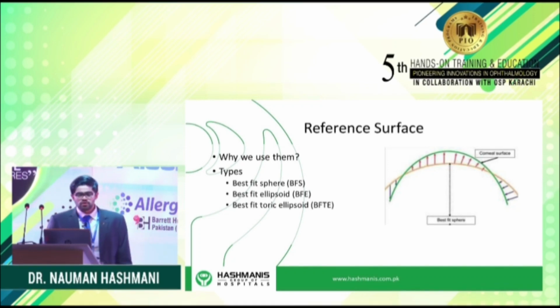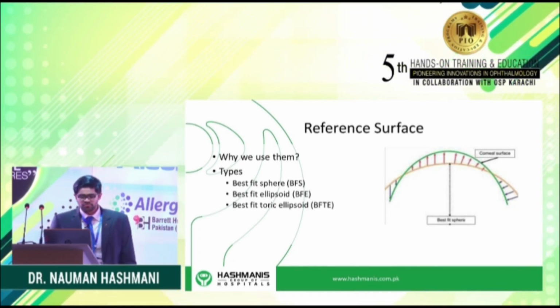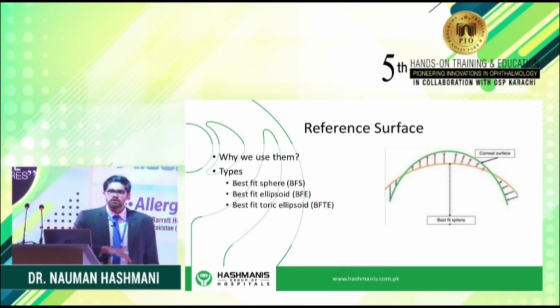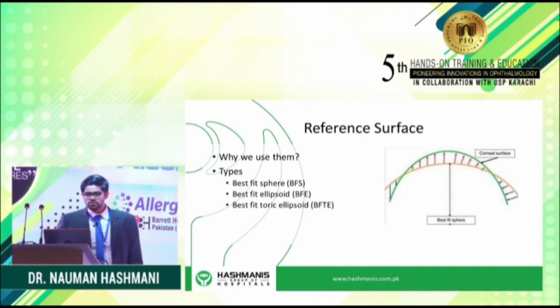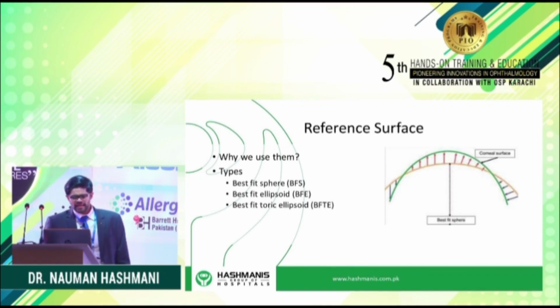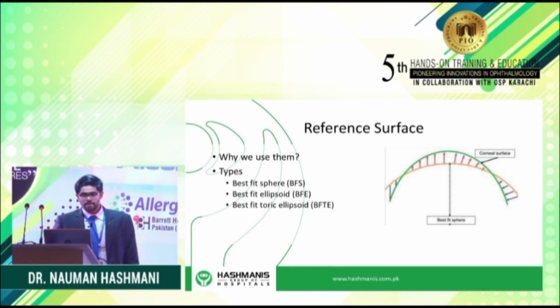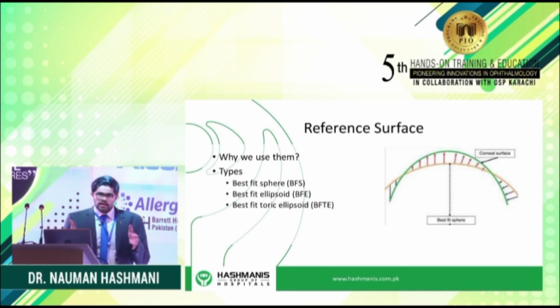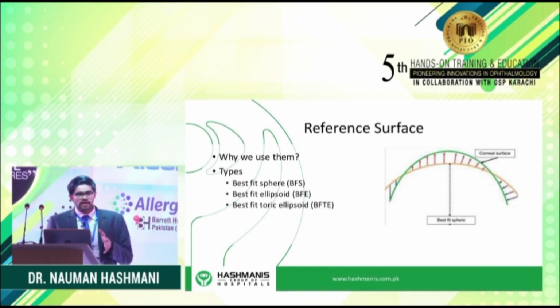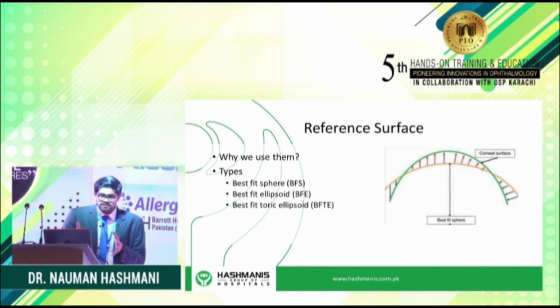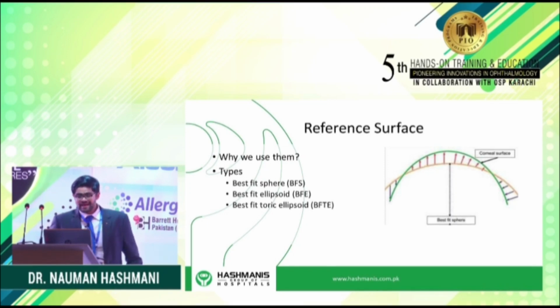With the best fit sphere, you're going to put a sphere that's averaged according to the corneal elevations, right? So this green thing, this is the corneal surface. And then according to the average, you're going to put a best fit sphere. This is the yellow one, right? Because the cornea is prolate, the normal is a prolate cornea. So you're going to see elevated corneas in the center, and you're going to see depressed corneas in the center.